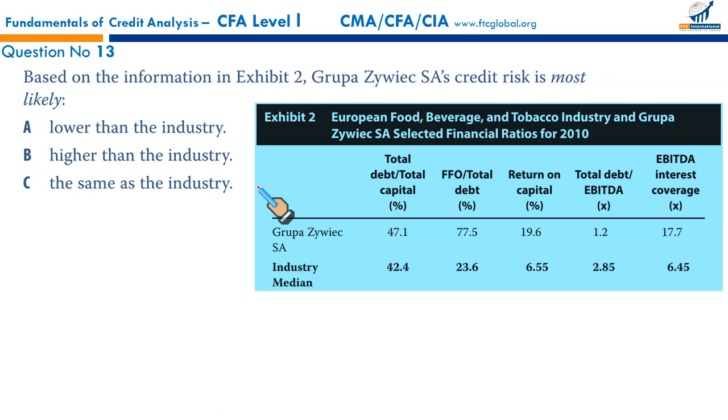Moving on. Based on the information in Exhibit 2, Group A credit risk is most likely. So we have been given the industry median versus the Group A data. Total debt to total capital, well, this is not good. Industry median is better than Group A. Then funds from operations to total debt. This number is much better for Group A. Return on capital, much better than the industry median. Total debt to EBITDA, earnings before interest, tax, depreciation and amortization. This is even better.